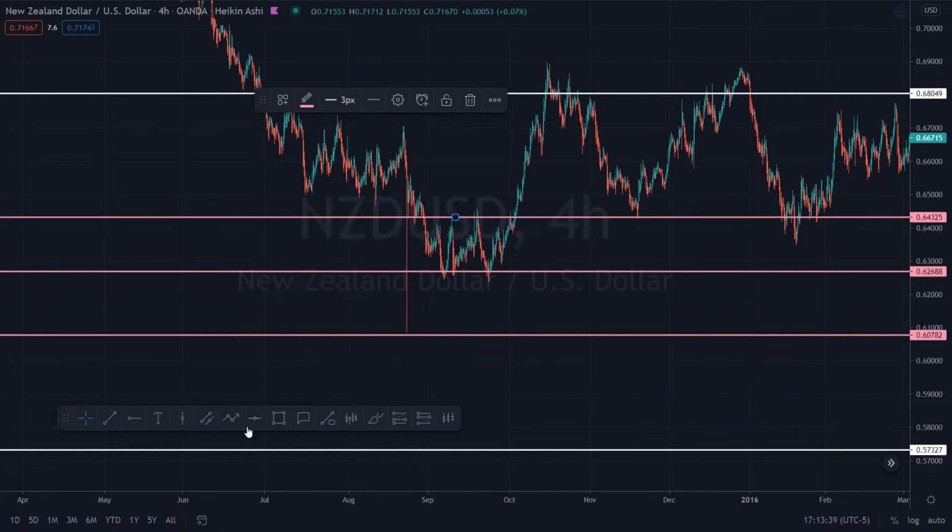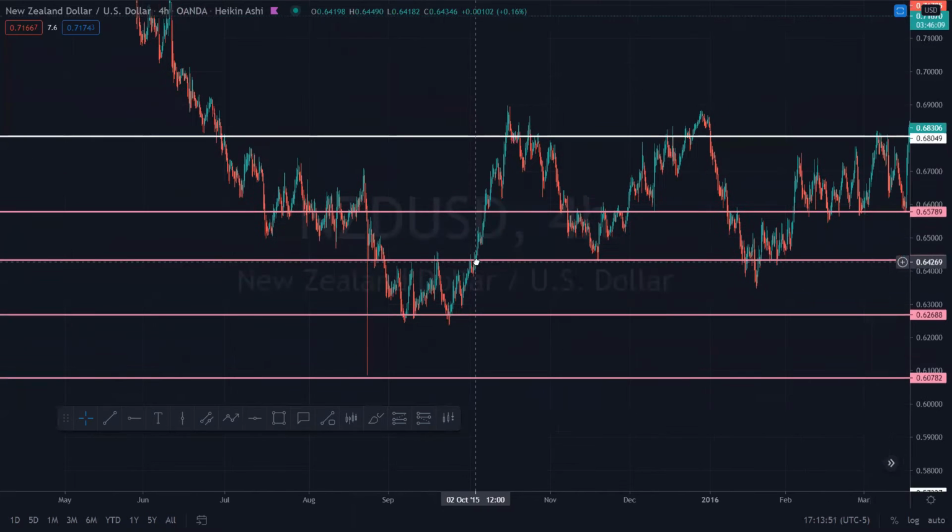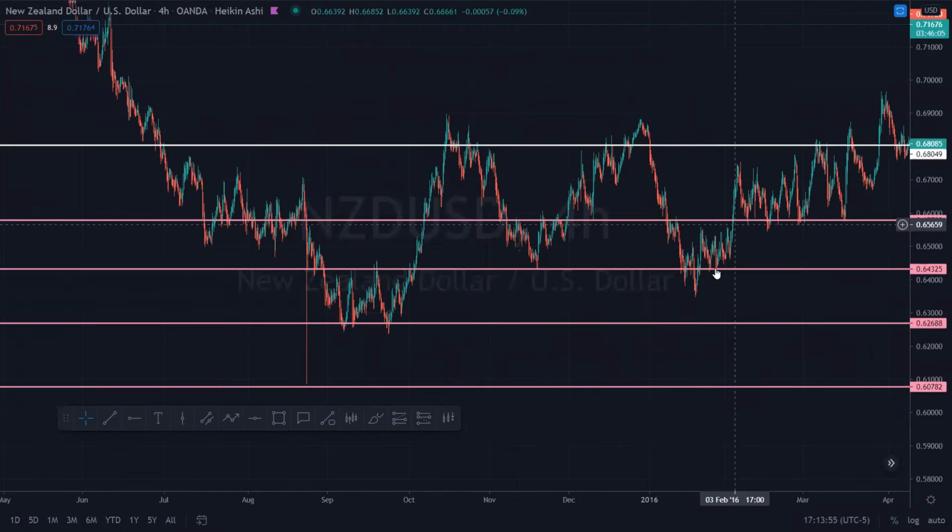Let's draw another one, that way I don't have to come back left again. I'll say probably about here. So price respecting here, came down here, respecting here. Respecting about this level right here. You see that? So that's all I'm going to draw for now. Look how price comes right here, bouncing on it. You see that?